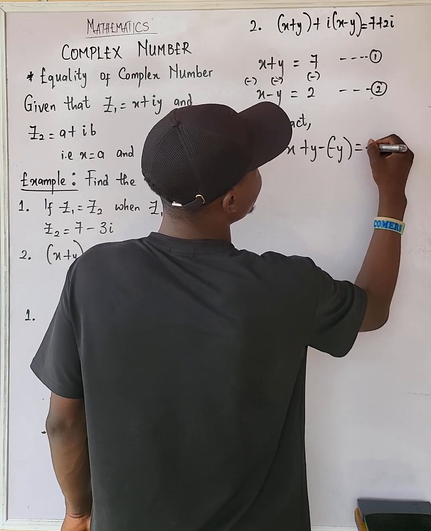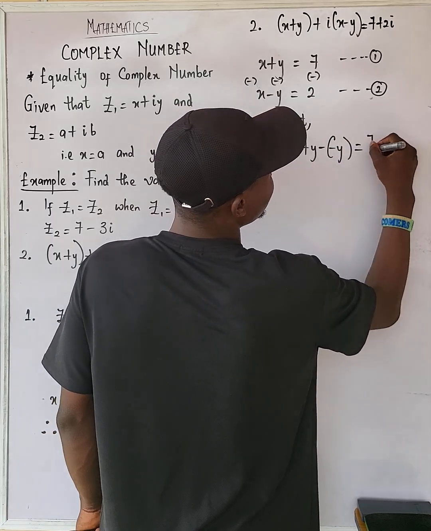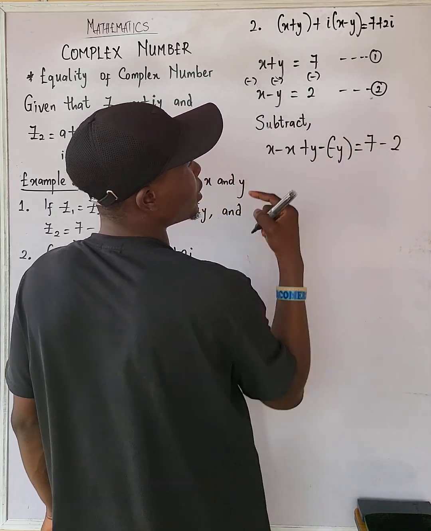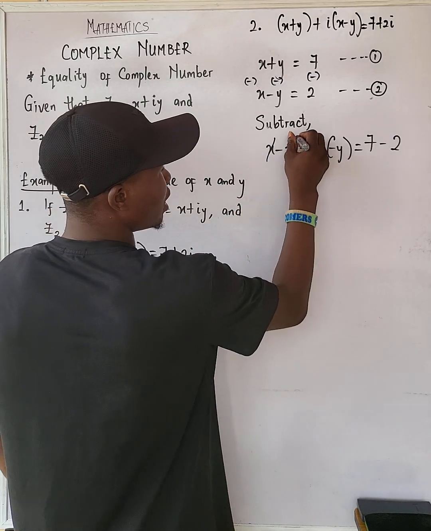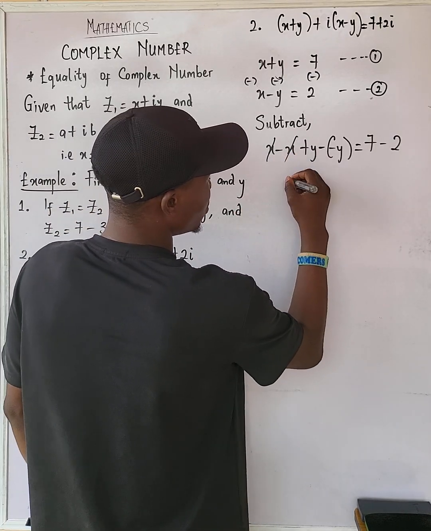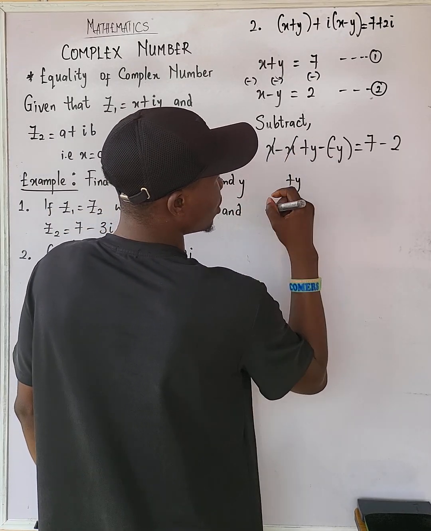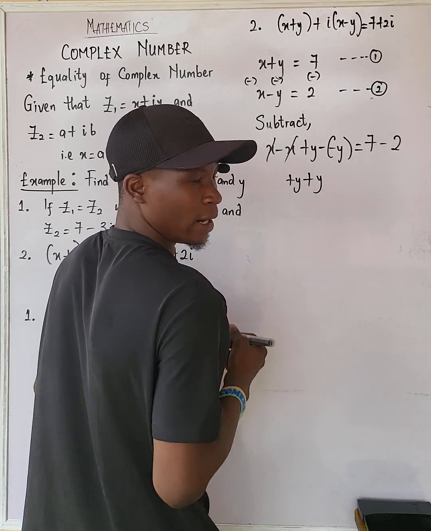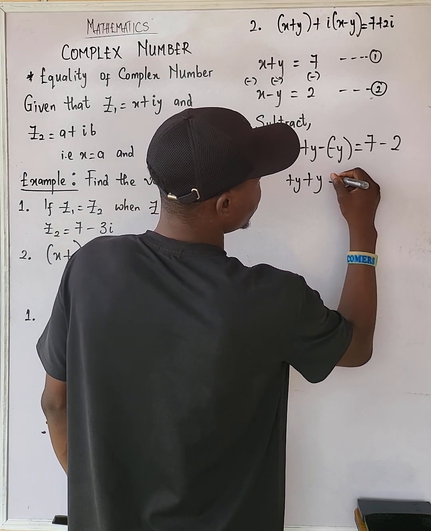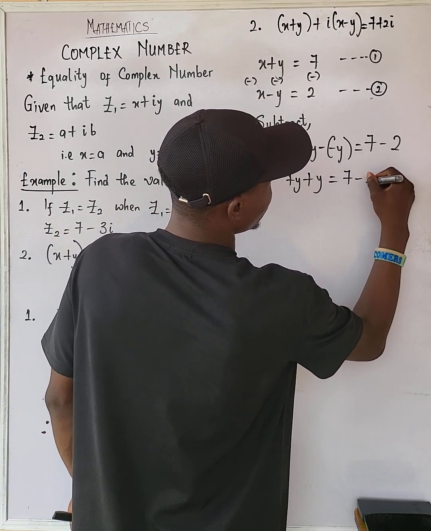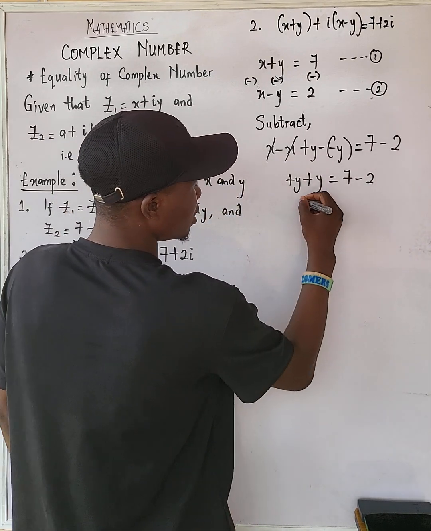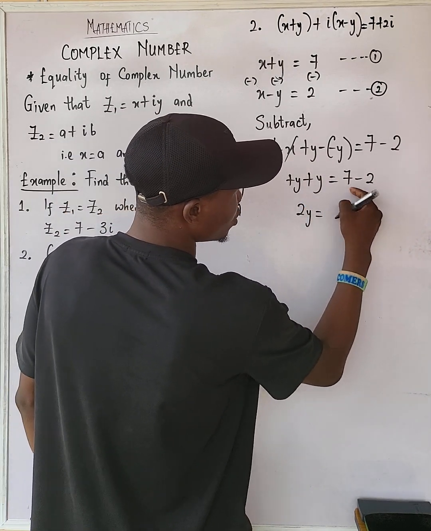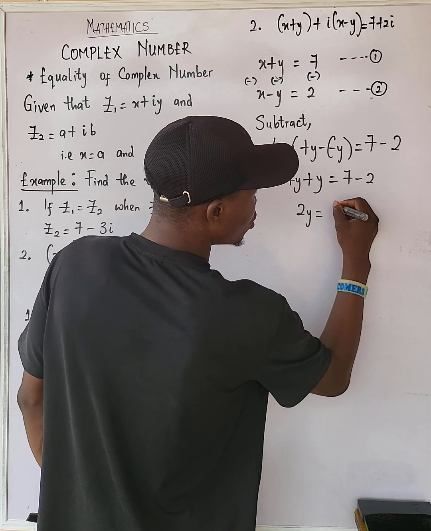Then equals to, here is what? 7 minus 2. Do you understand now? So x will cancel this x. They are gone. So what do we have? We have plus y. Minus times minus will give us what? Plus y. Right? Equals to 7 minus 2. So y plus y will give us what? That will give us 2y. Equals to 7 minus 2 will give us what? 7 minus 2 will give us 5.